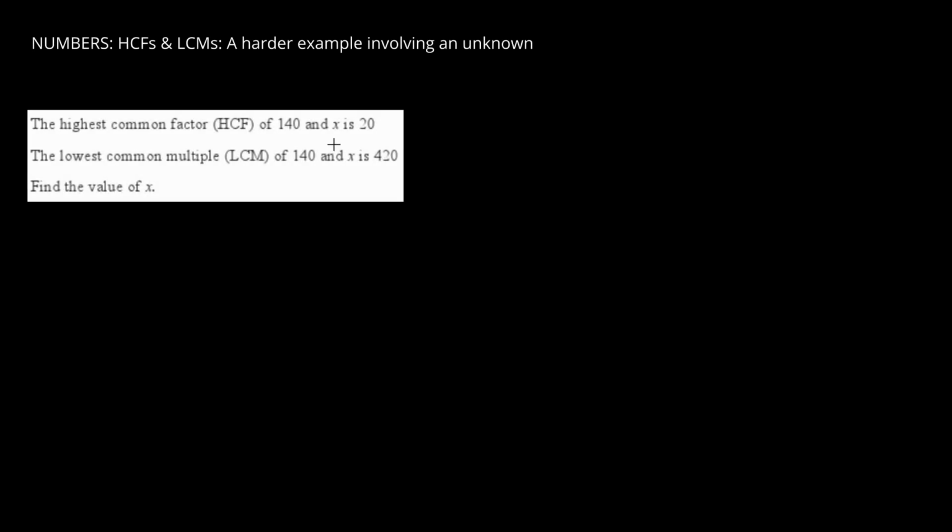This is a slightly tricky problem in that we've got to work backwards from knowing the highest common factor and the lowest common multiple of two numbers, but we don't know one of the numbers. So the number we do know, which is 140, let's break that down into its multiplying prime factors.